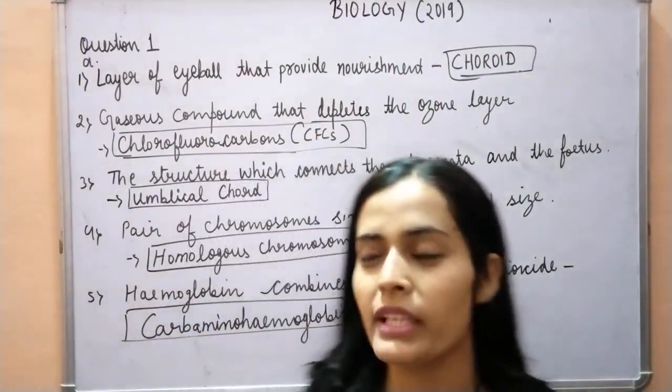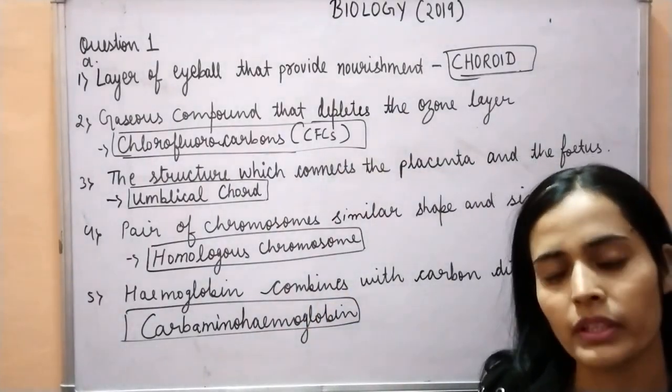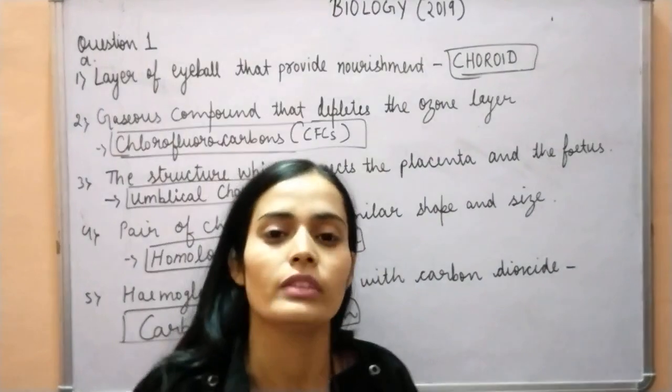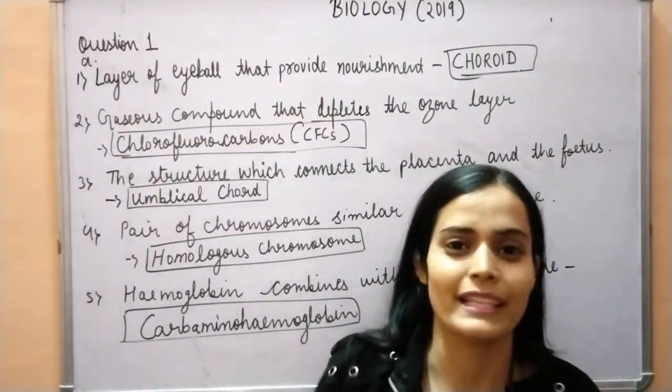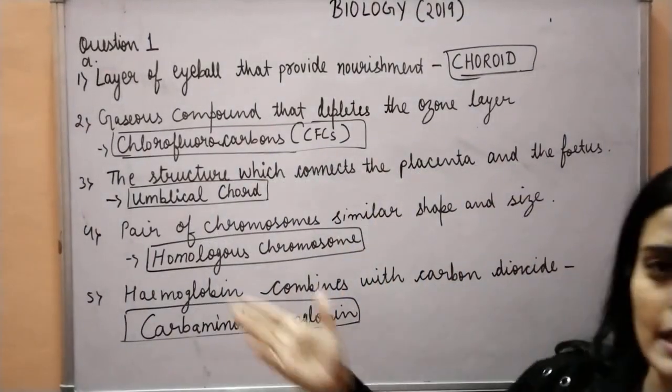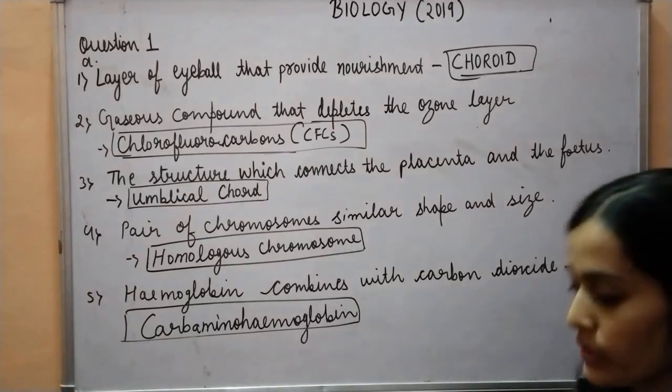So today we'll be discussing the biology 2019 question paper. That was the previous question paper. We'll be solving it, so let's not waste time. Let's get started. Your first question is: a part, that is the layer of the eyeball that provides nourishment.